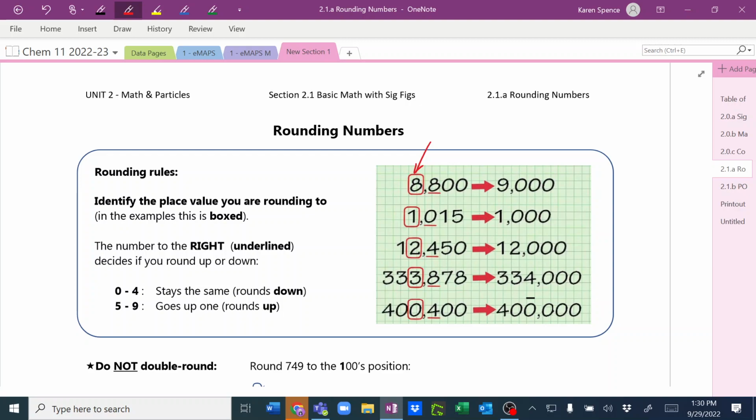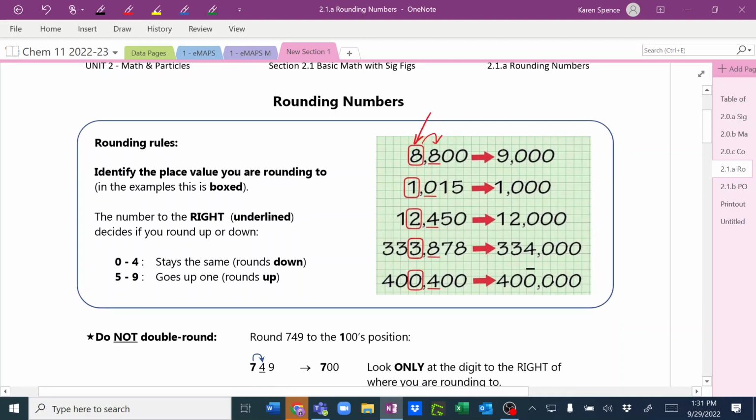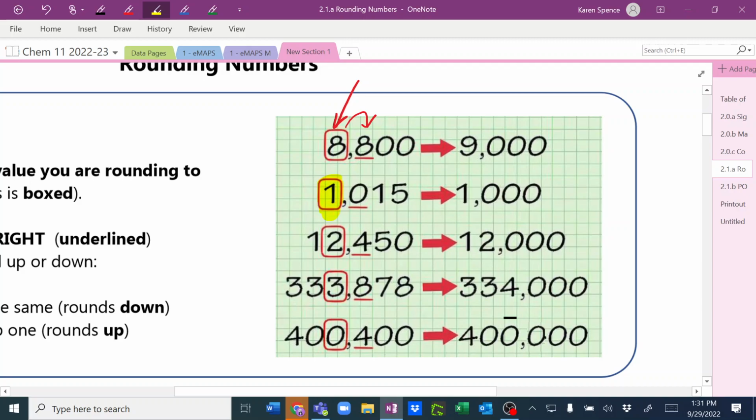Okay, so we are going to round to the 8. All right, and so we look to the right of the 8 and we say, what's that number there? It's another 8. Is that bigger than 5? Yes. So what do we do? We round the 8 to a 9. Yes? Okay. And then if we do the next one, we say, oh, I've got a 1. Yes. And the digit beside it is a 0. So we are now going to round that to 1,000. Okay?